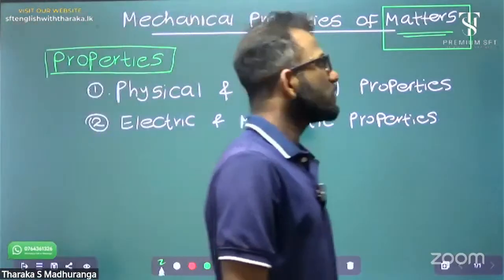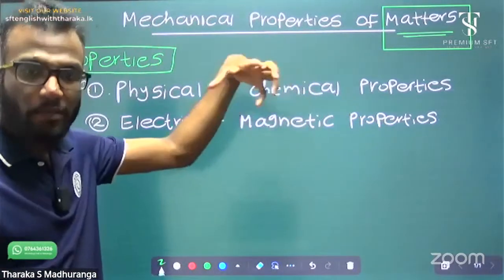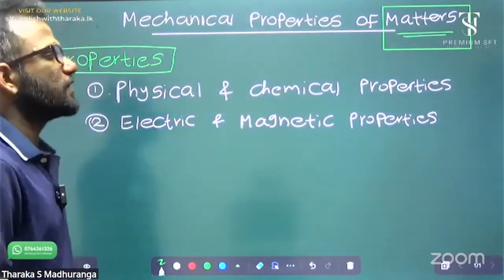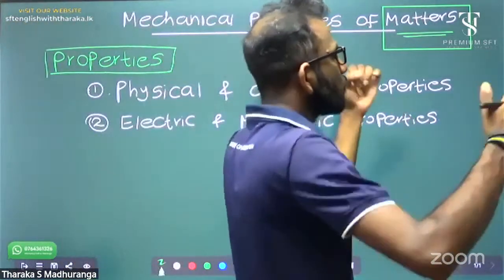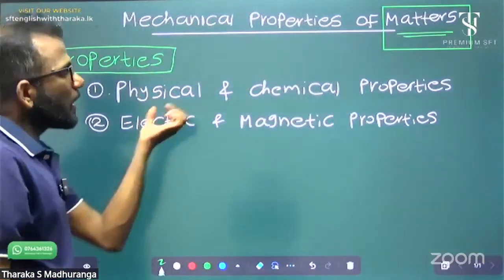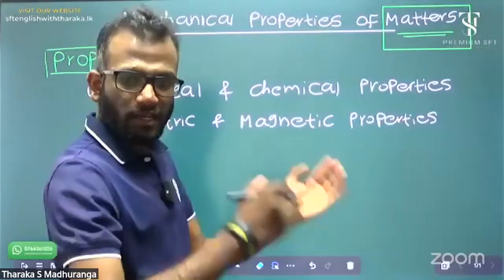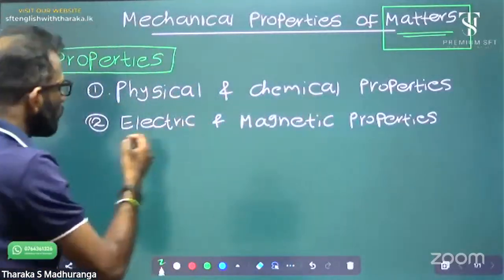We are discussing properties of matters, the characteristics of matters. Okay, the first one is physical and chemical properties. I told you we can discuss them in our future lessons. Electric and magnetic properties, in the electricity lesson we discuss both electricity and magnetism.